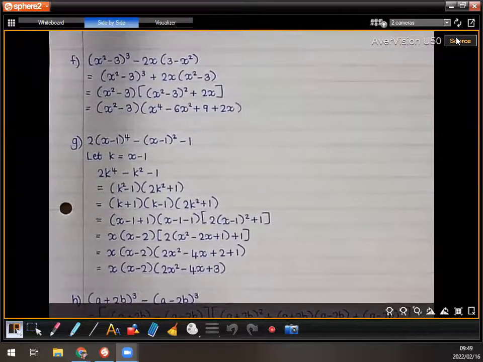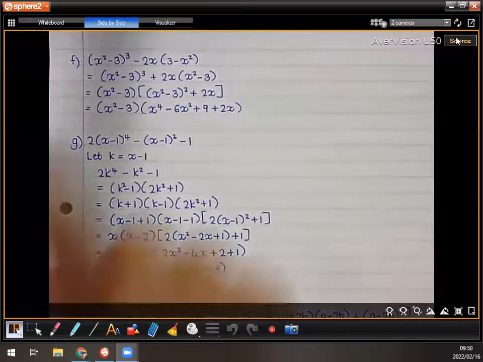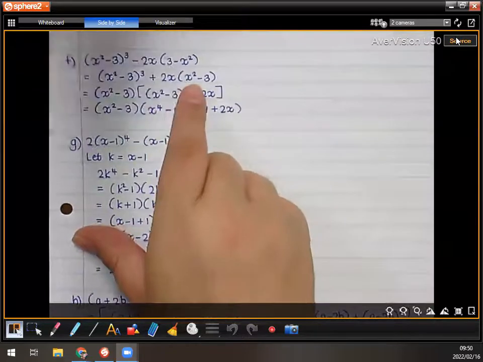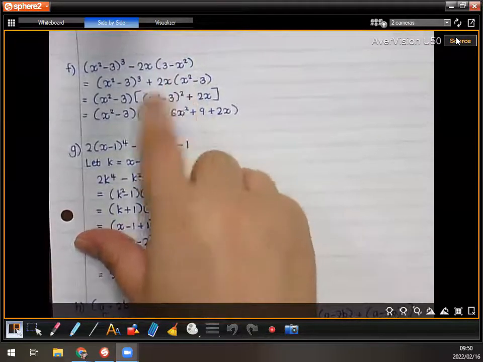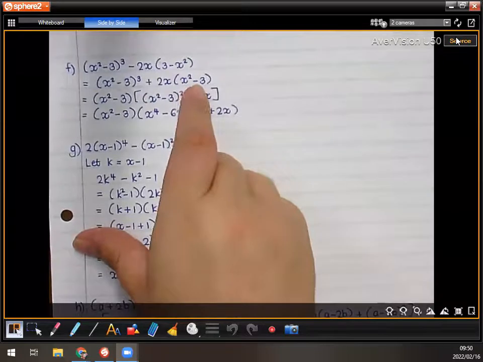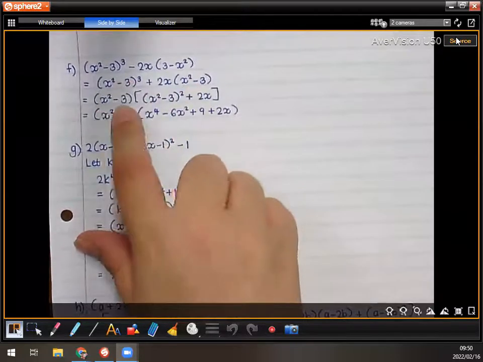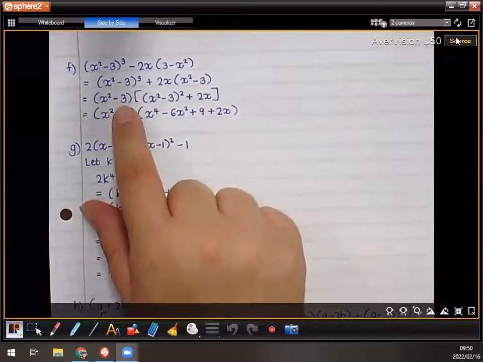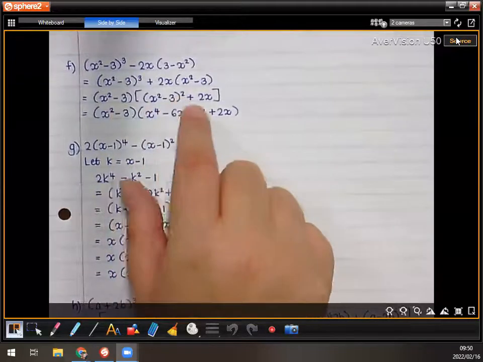Okay, guys, for that one, are we fine with the switch? Okay. And then I took out x squared minus 3 as a common bracket, and I was left with x squared minus 3 squared plus 2x.